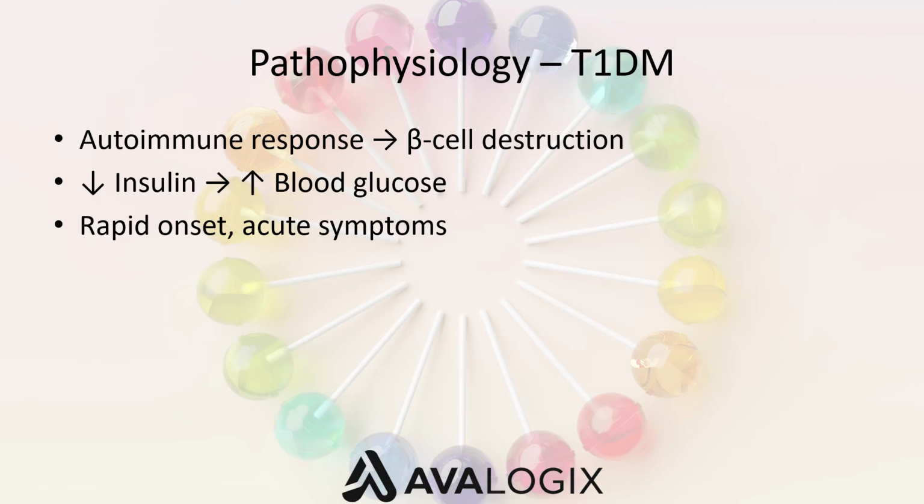Since cells can't use glucose for energy, the body starts to break down fat stores for fuel, leading to the production of ketone bodies, acetoacetate, beta-hydroxybutyrate. Accumulation of these ketones causes metabolic acidosis, resulting in diabetic ketoacidosis, DKA, a medical emergency characterized by dehydration, electrolyte imbalance, and altered consciousness. This explains the classic symptoms of T1DM and the urgent need for insulin replacement.